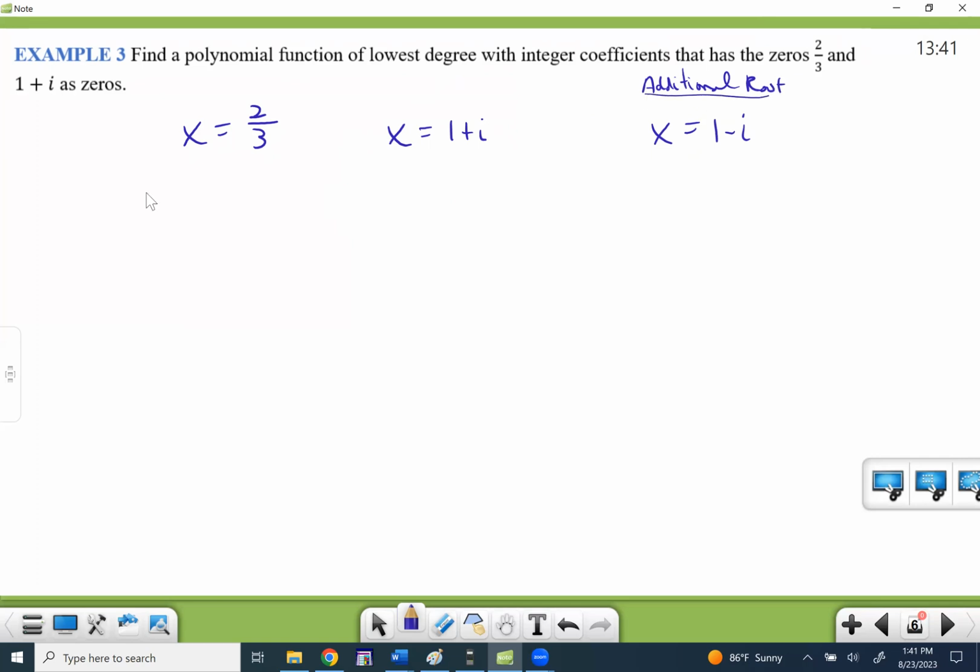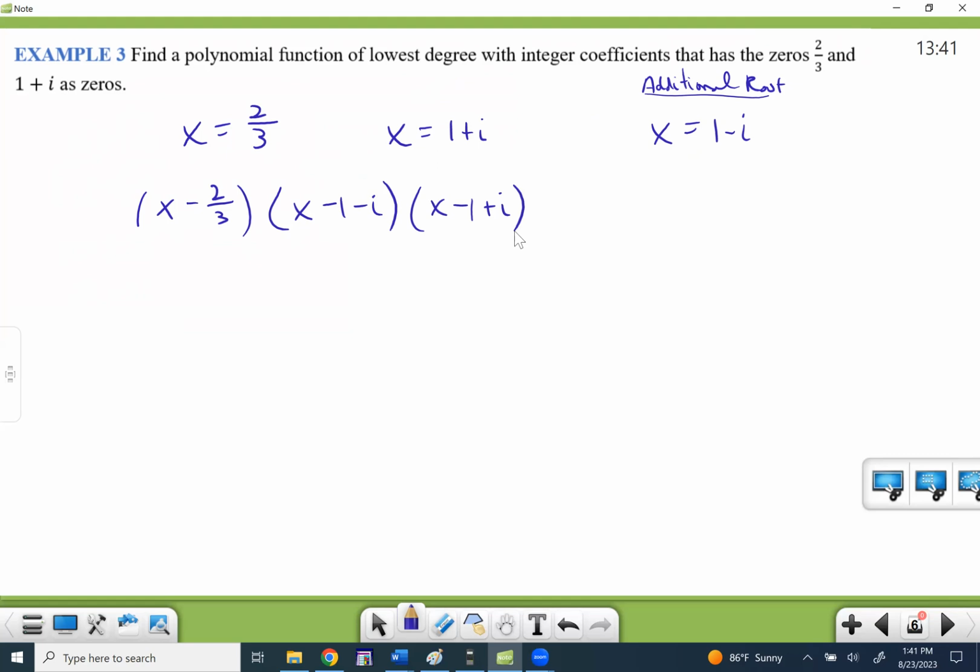And then we know that we put these back into the parentheses, changing their signs when we put them back into the parentheses. So a -1 and a negative i. For the last root, a -1 and a positive i if we change the signs.